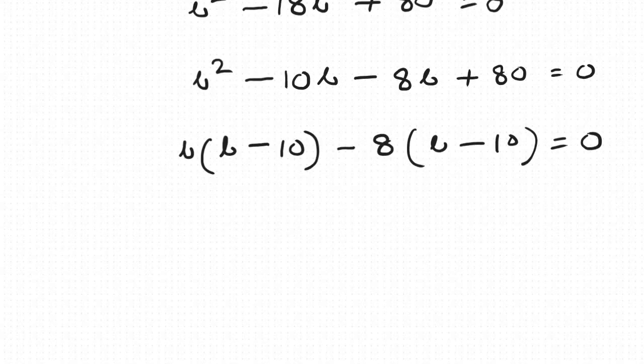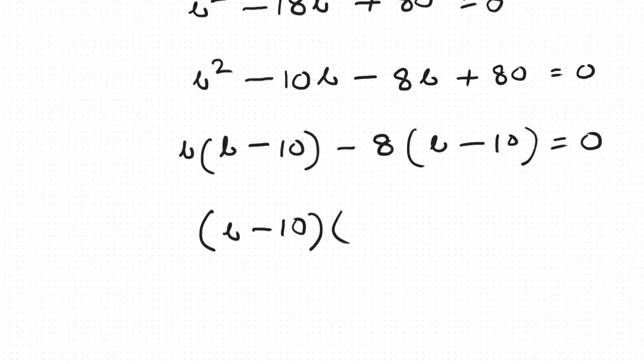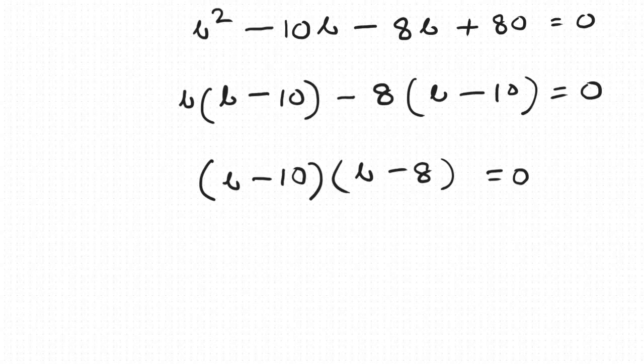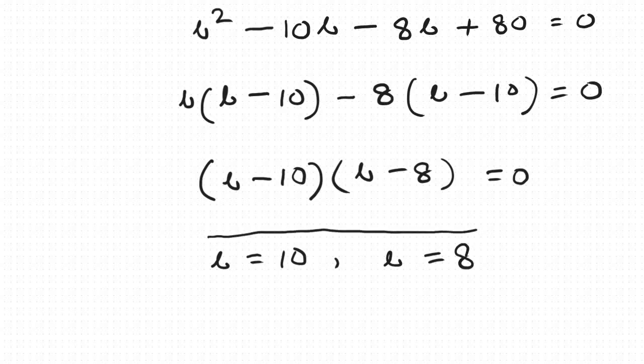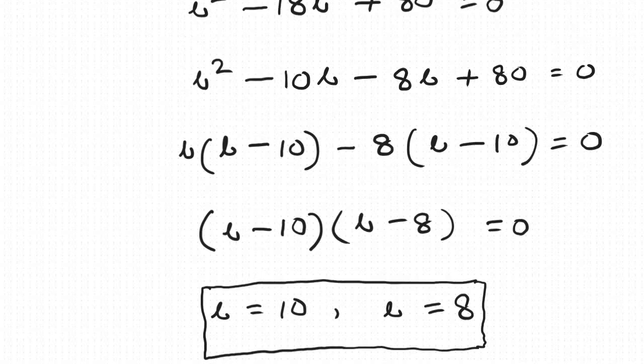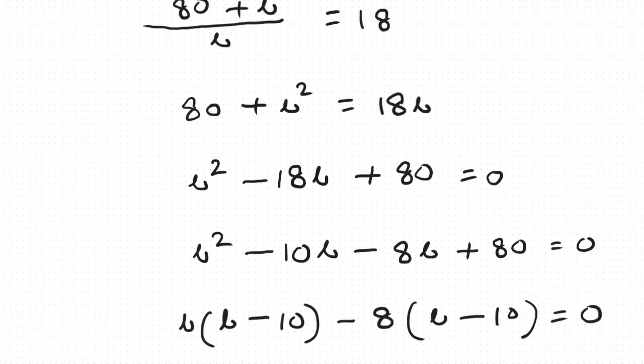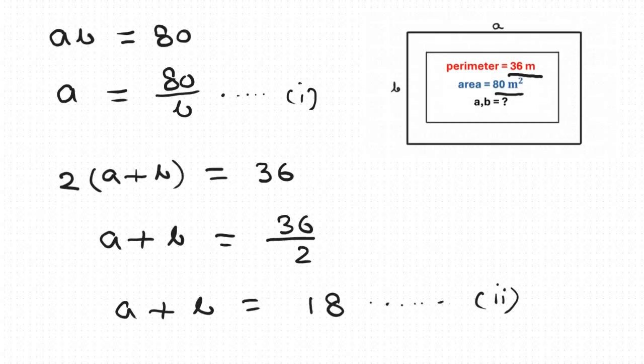From here we get (B minus 10) times (B minus 8) equals 0, which gives us the two values of B, which is B equals 10 and B equals 8. So we got the value of B, which is the width of the rectangle, which is 10 meters and 8 meters. So we got the value of B.